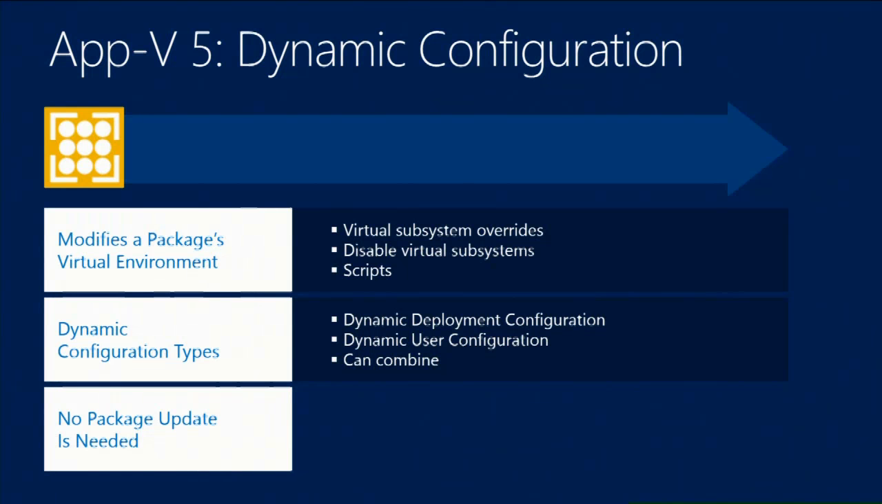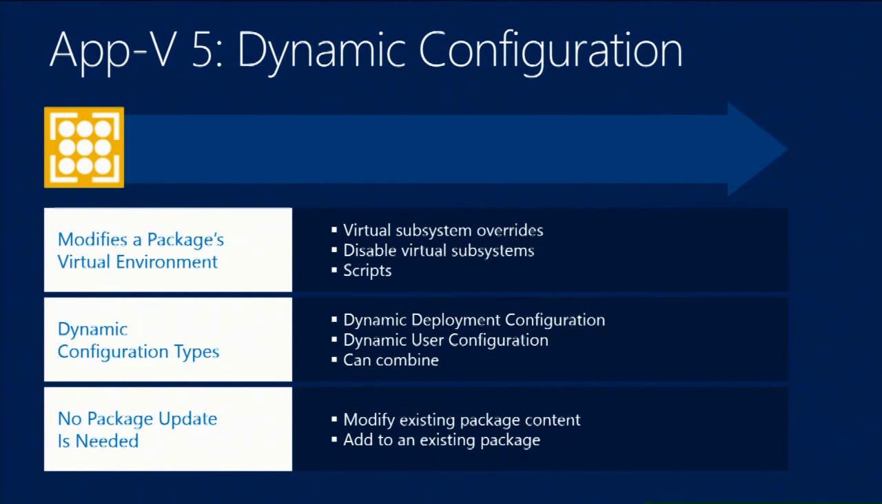And you can use those files in combination. So you might update the registry subsystem with the deployment configuration, but update the file type associations with the user configuration. So it gives you a lot of flexibility in terms of how to deploy that package in your company. And the biggest thing on this is that you don't need to resequence the package. So it gives you a lot of flexibility in terms of how and when those small updates are made.